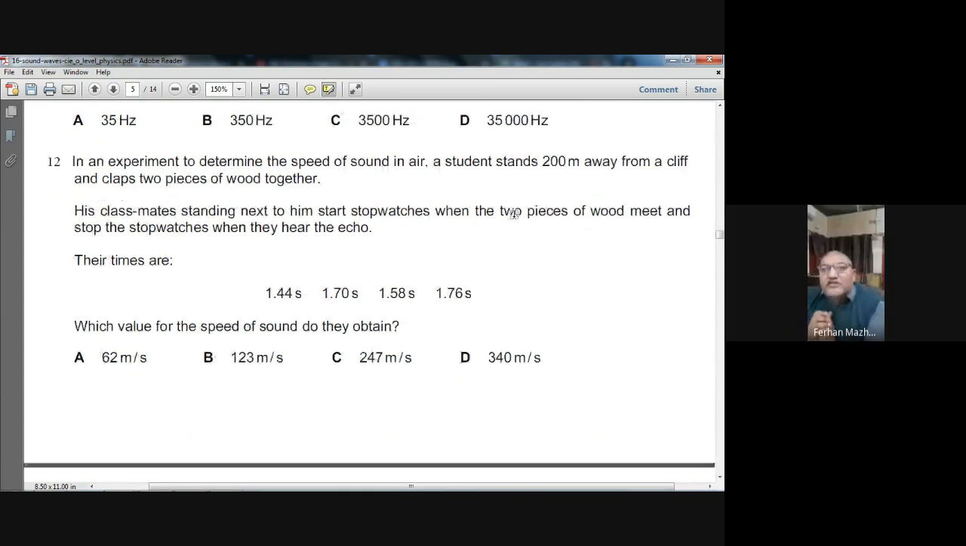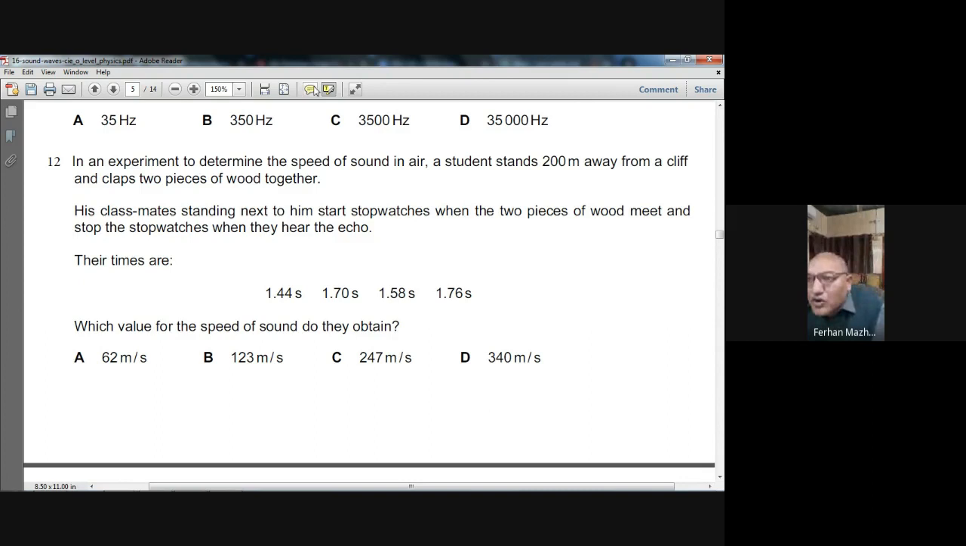In an experiment to determine the speed of sound in air, a student stands 200 meters away from a cliff and claps two pieces of wood together. His classmate standing next to him starts the stopwatch when the two pieces of wood meet and stops the stopwatch when they hear the echo. Their times are 1.44 seconds, 1.70 seconds, 1.58 seconds, and 1.76 seconds. They did it four times.